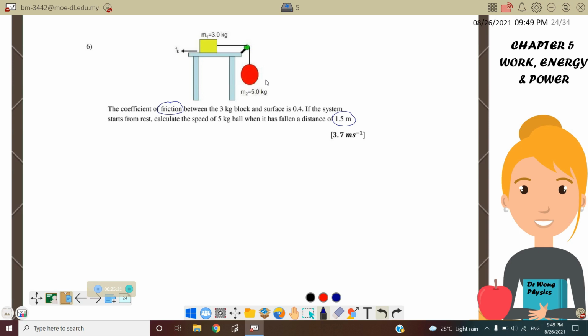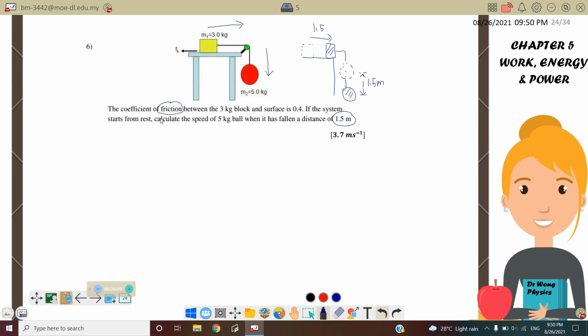When we release the 5 kg ball, of course it will pull downward, and the 3 kg object will go to the right. So the ball will go downward. The object, initially here, will go 1.5 meters to the right, and the ball, initially here, will go down by 1.5 meters. This is the final location for the ball and the object, M1 and M2.